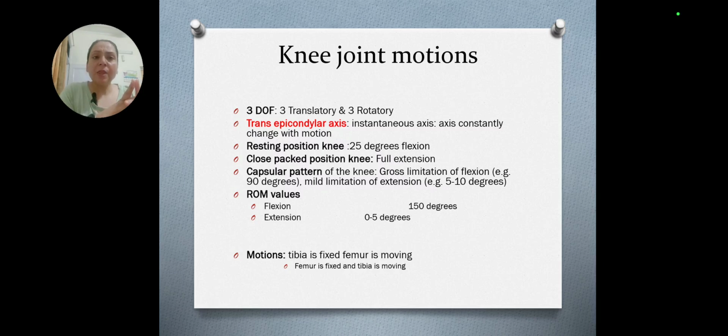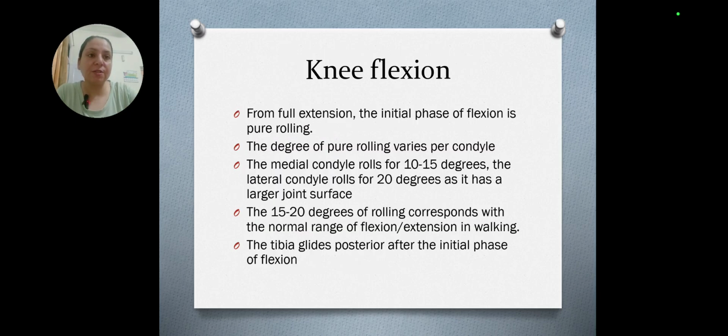Fine. The resting position of the knee is 25 degrees of flexion and the close-packed position of the knee is full extension. And if we see the range of motion, ideally flexion is 135 to 150 degrees and extension is 0 to 5 degrees, where 5 degrees is what we call the extension lag. And the motions are basically 2. One is when the tibia is fixed and the femur is moving, as in the case of a person standing, a closed kinematic chain. The other is the open kinematic chain, when the femur is fixed and the tibia is moving. So we will be studying both of these motions.